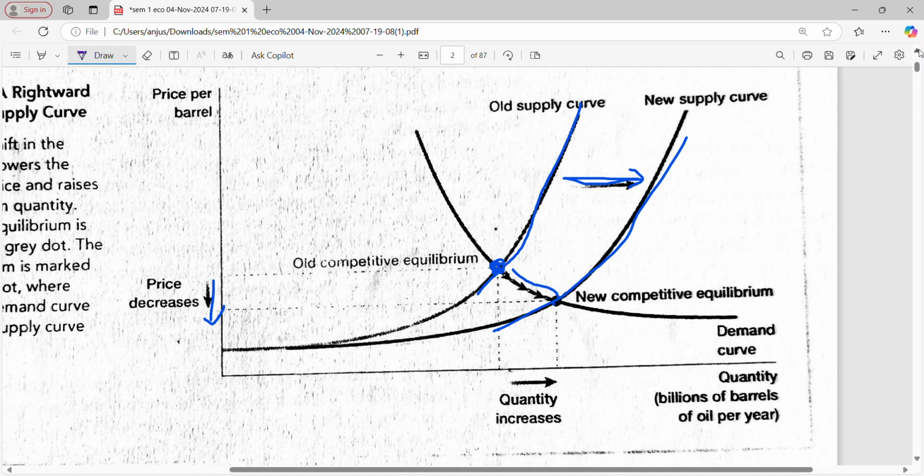With the improvement in technology, the supply will automatically increase. First the supply curve was here, and now the supply curve is here. So what happens? First the price was here. The demand curve is still, the supply curve shifts rightwards. The equilibrium price was here, the quantity was here. Now as the technology improved, more goods are supplied. That means there are more goods in the market, and all these goods have to be sold out.